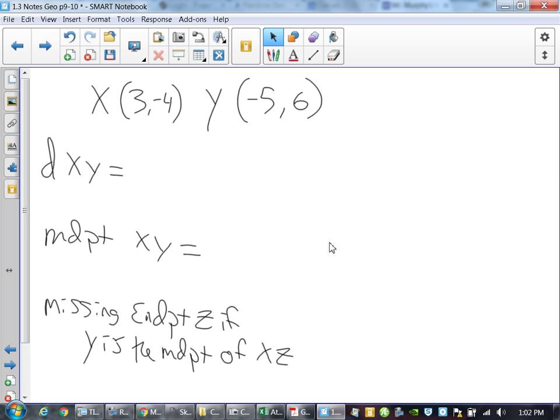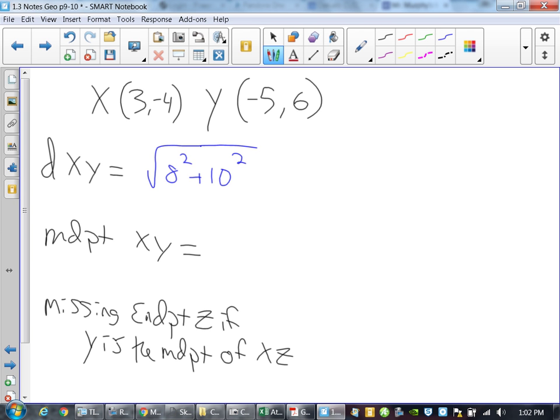So distance-wise, when we start out with the distance, remember, all we're trying to do is find the horizontal change between 3 and a negative 5. The horizontal change is just 8, so it becomes 8 squared. The vertical change between the negative 4 and the 6 is 10. So we take the square root of the sum of those two squares, and you get 164. And we take the square root of it, and it was 2 root 41?